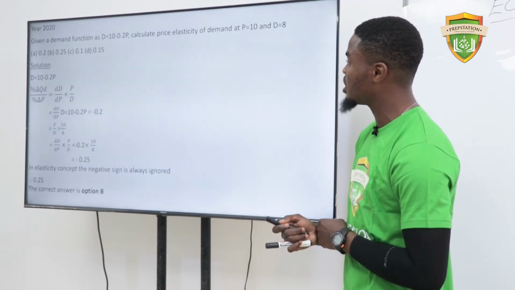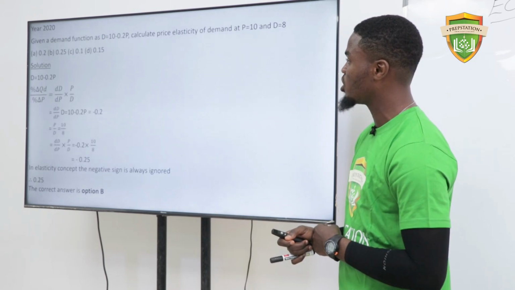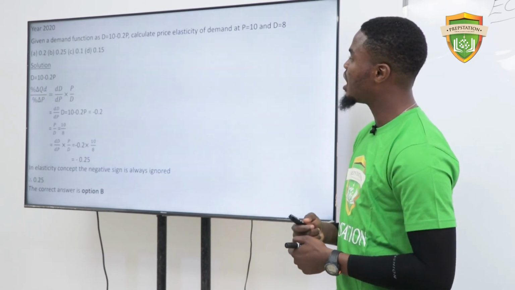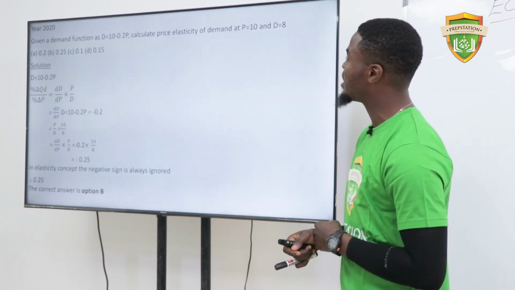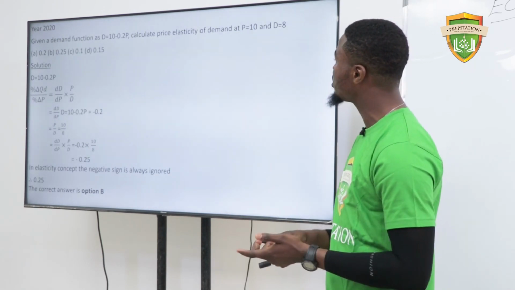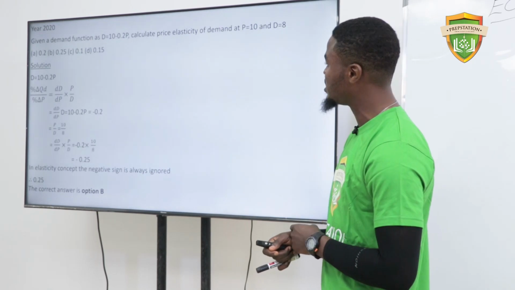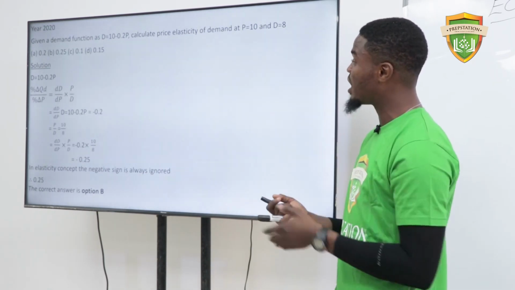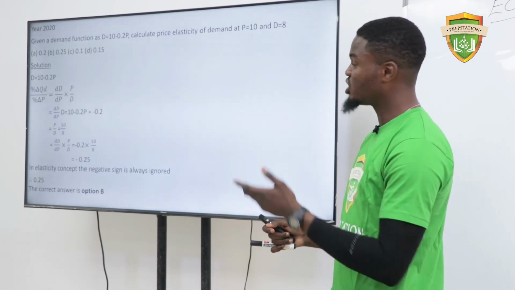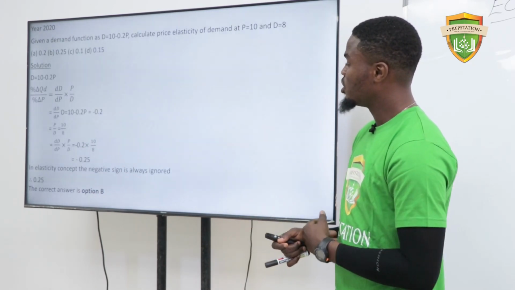So here are some questions that we try to apply that knowledge to. Given a demand function as D equals 10 minus 0.2P, calculate the price elasticity of demand at P equals 10 and D equals 8. So here we are given a function. So we use first order calculus to differentiate with respect to P.